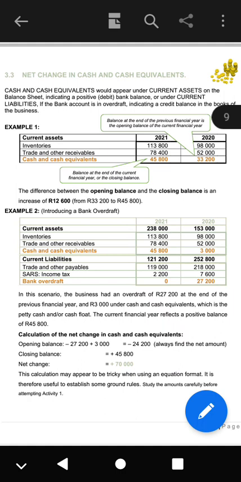This calculation may appear to be tricky when using an equation format. It is therefore useful to establish some ground rules of your own. Study the amounts carefully before you attempt any activity. Okay, thank you.